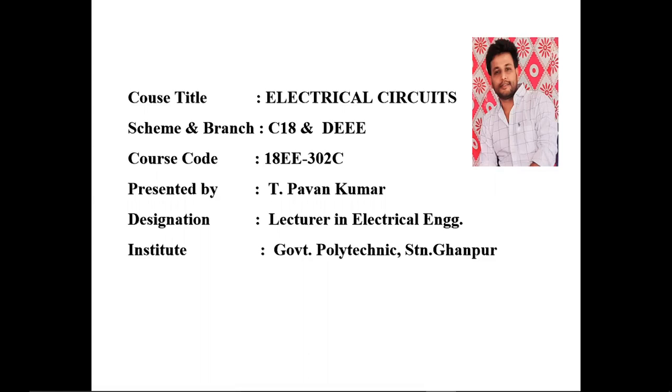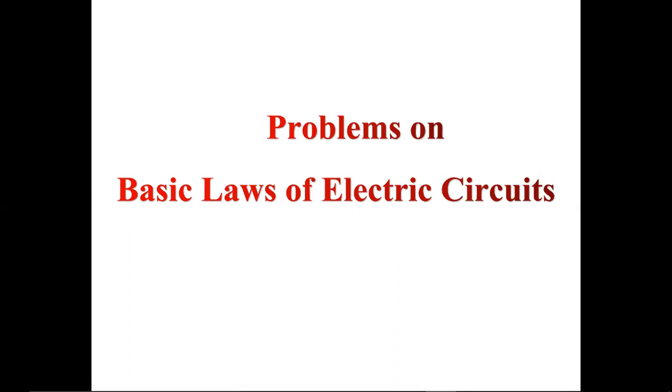In this class we are going to discuss some related problems based on the basic laws of electric circuits. So, problems on basic laws of electric circuits. We will see random problems, a combination of all the laws: KCL, Kirchhoff's current law, Kirchhoff's voltage law, current division rule, voltage division rule, and conversions, meaning star to delta and delta to star transformation, and also mesh analysis and nodal analysis. This is a combination of all those. Let me write those things here.